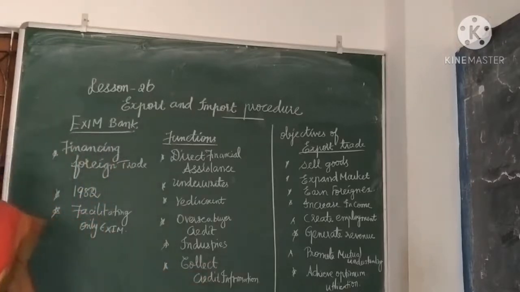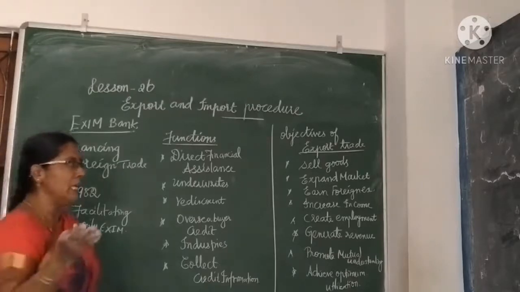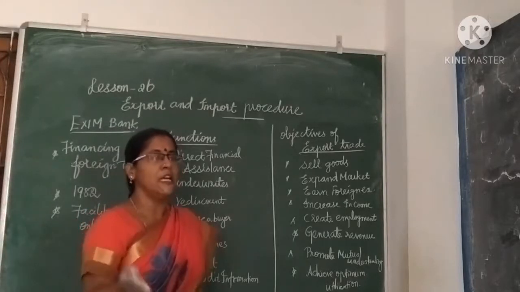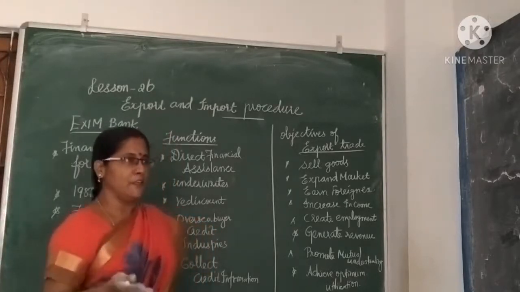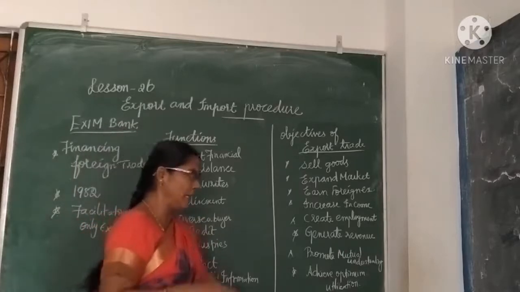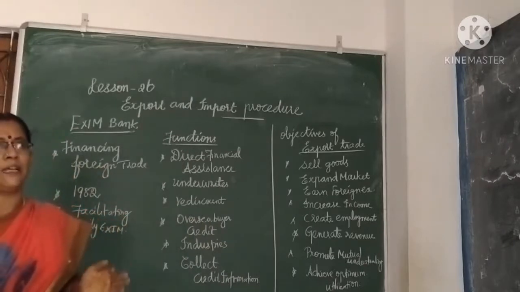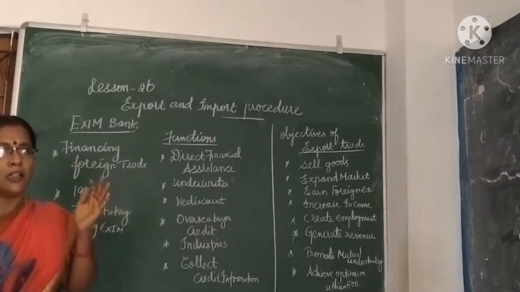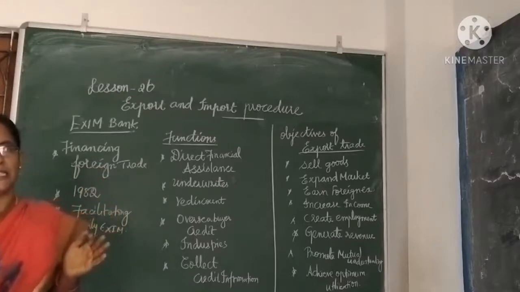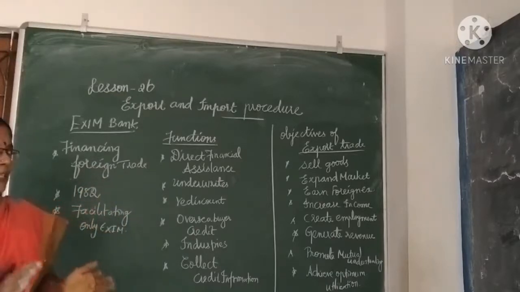Then we come to mutual understanding. In the previous lesson we have seen mutual understanding with other countries. So promoting mutual understanding and cooperation among nations is a reason we are doing the export. Not only are we exporting goods, we are also getting cultural ideas and everything from the other country. And through this we achieve optimum utilization: whatever natural resources we have, we utilize them at the optimum level. So these are all the objectives.